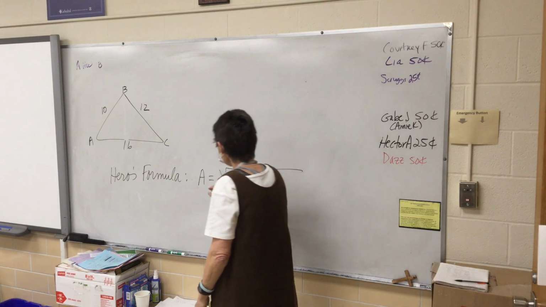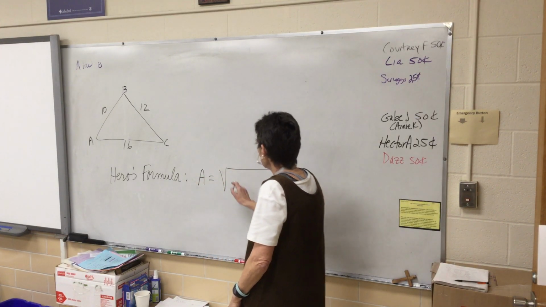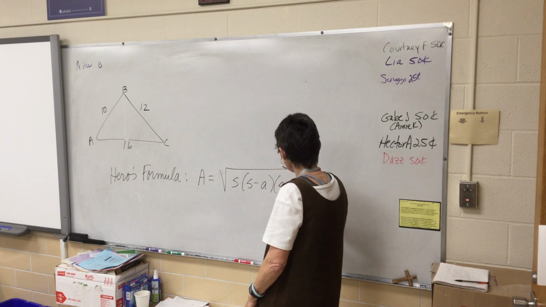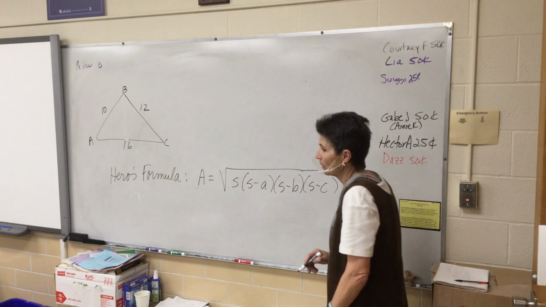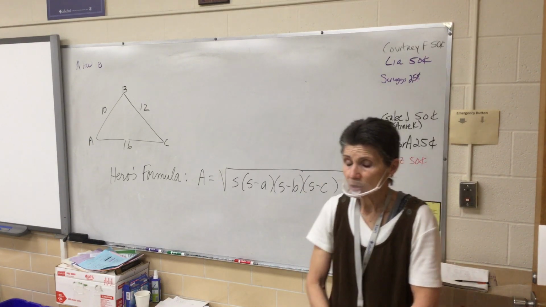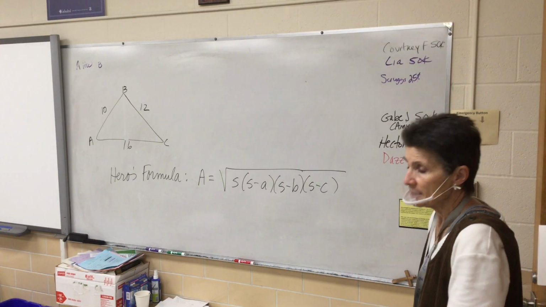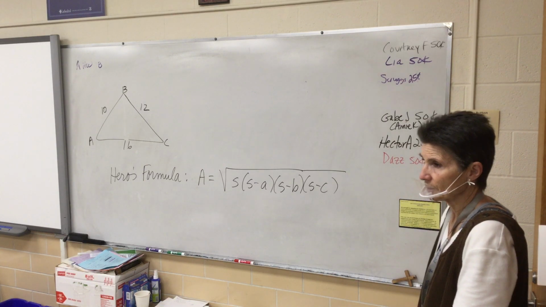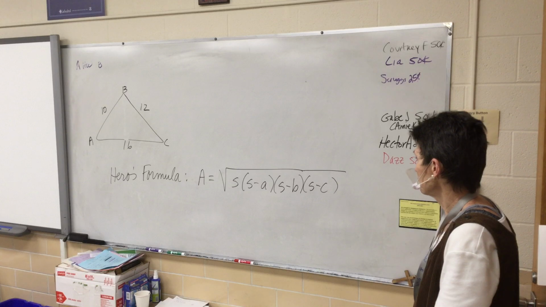The formula looks like this. Area equals big square root, and under the square root is this. I'm going to explain what all this means, but that's what's under the square root. That's called Hero's formula. Heron of Alexandria, Hero's formula. I guess he was Egyptian.